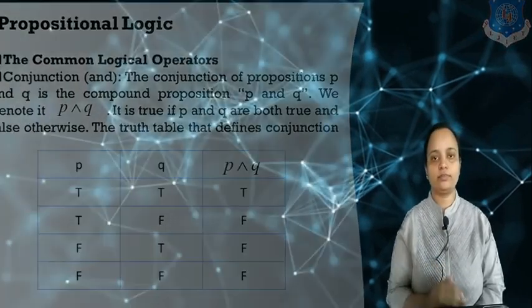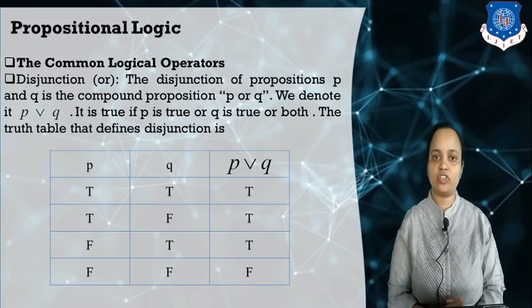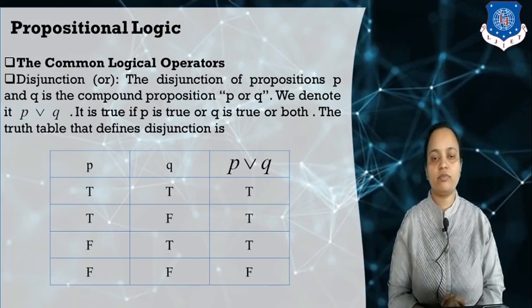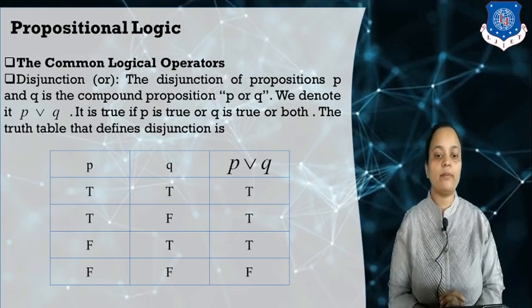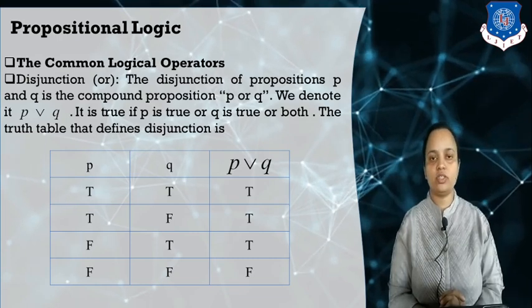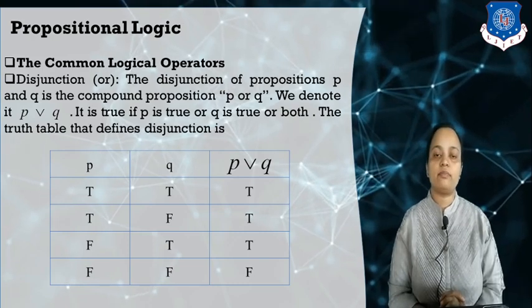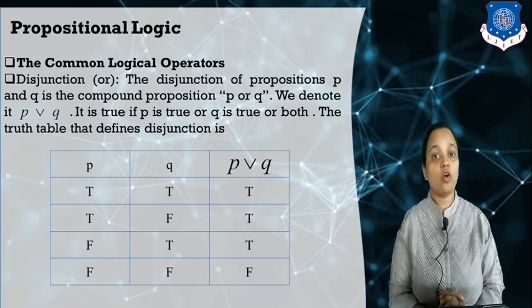Now let's move on to the next operator. The next operator is disjunction, which is the opposite of AND. The disjunction operation is called the OR operator. The disjunction of propositions P and Q is the compound proposition P or Q. This symbol indicates OR. The statement is true if either P is true or Q is true or both are true.